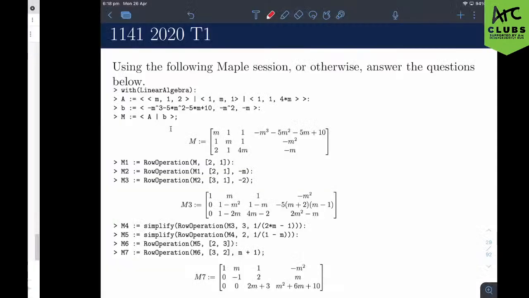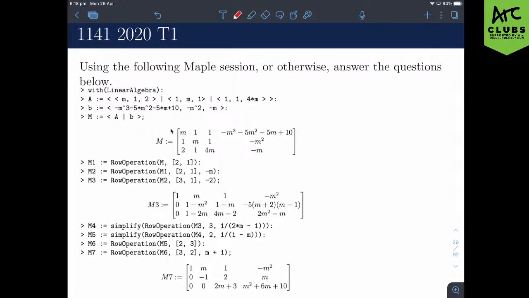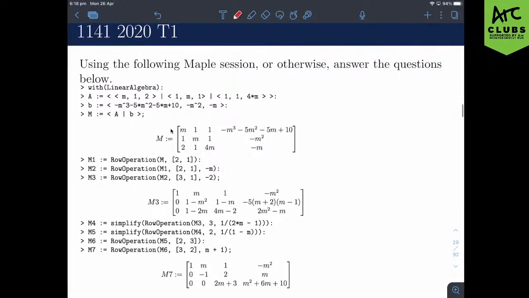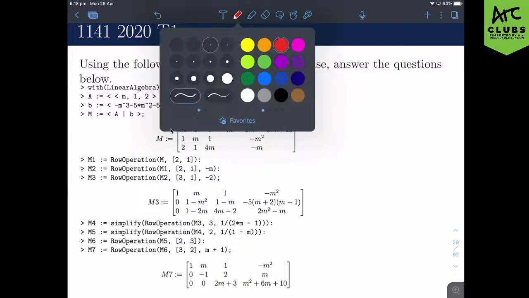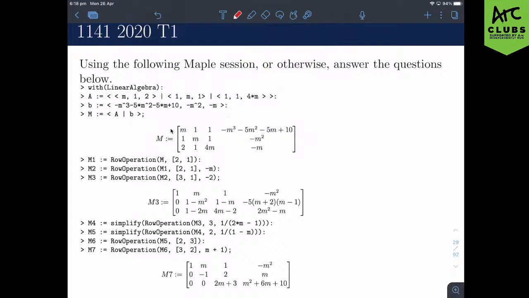But anyways, we'll be moving on to the next question, which was in the 1141 2020 T1 paper, and it involves Maple, our favorite software of all time.